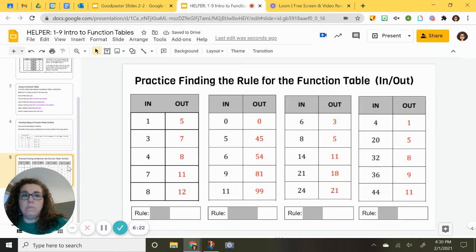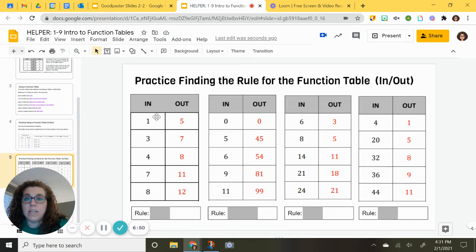So let's take a look at some other ones. Not all function tables are multiplying. Some are adding, some are subtracting, and some are dividing. So the first thing you're going to do is just go down the list. I add, subtract, multiply, divide. So I say, I'm starting with 1. What do I do to 1 to get 5 when I add? I would add 4.